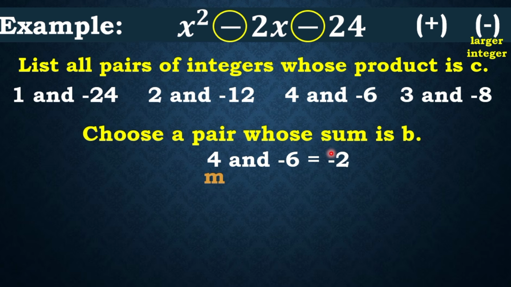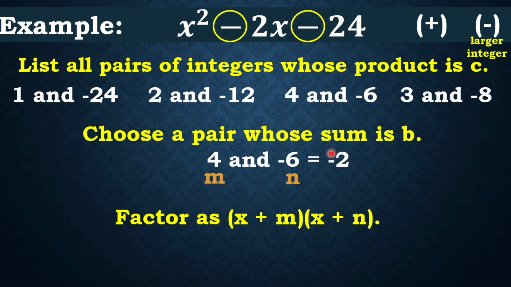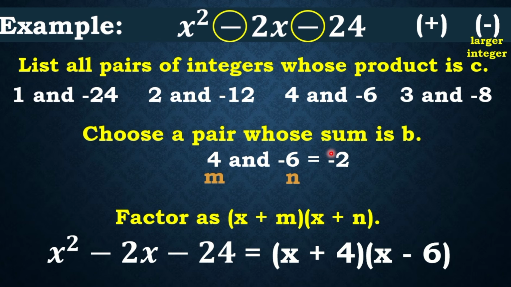Okay, so this will be your M, this is your N. So, sundan lang ulit yung pattern as your guide. So, the factored form is x plus 4, x minus 6. So, again, pwede rin naman baliktad. X minus 6, x plus 4. Okay?